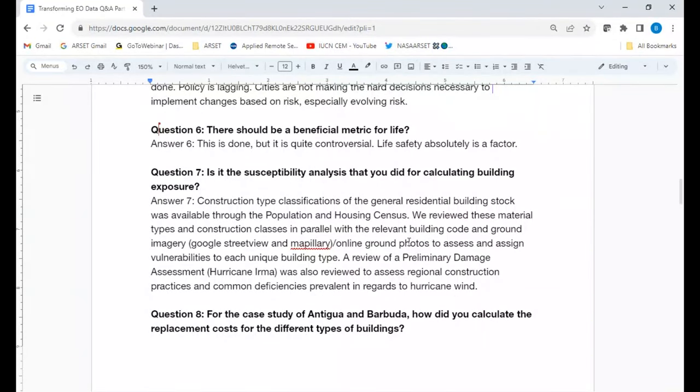Question seven, what is the susceptibility analysis that you did for calculating building exposure? Construction type classifications of the general residential building stock were available through the population and housing census. We reviewed these material types and construction classes in parallel with the relevant building code and ground imagery using Google Street View or Mapillary, online ground photos, to assess and assign vulnerabilities to each unique building type. A review of the preliminary damage assessment for Hurricane Irma was also done to assess regional construction practices and common deficiencies prevalent with regard to hurricane wind.